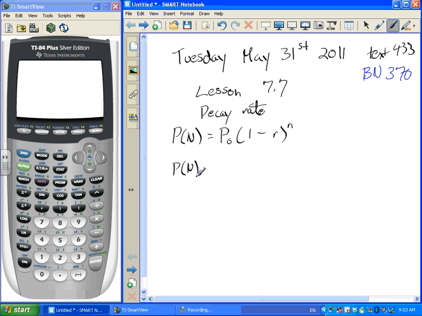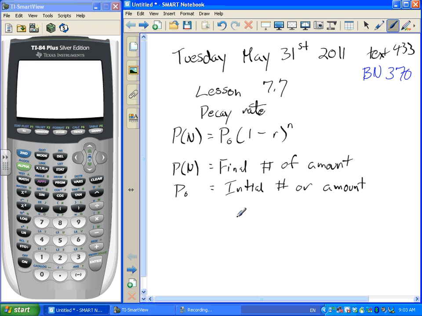P at N is our final number or amount. P at O is our initial number or amount. Always have one there. R is the rate of decay in this case. And N is number of periods once again. So as long as you are familiar with yesterday's stuff, this should be quite easy. We're going to go right into the first question.